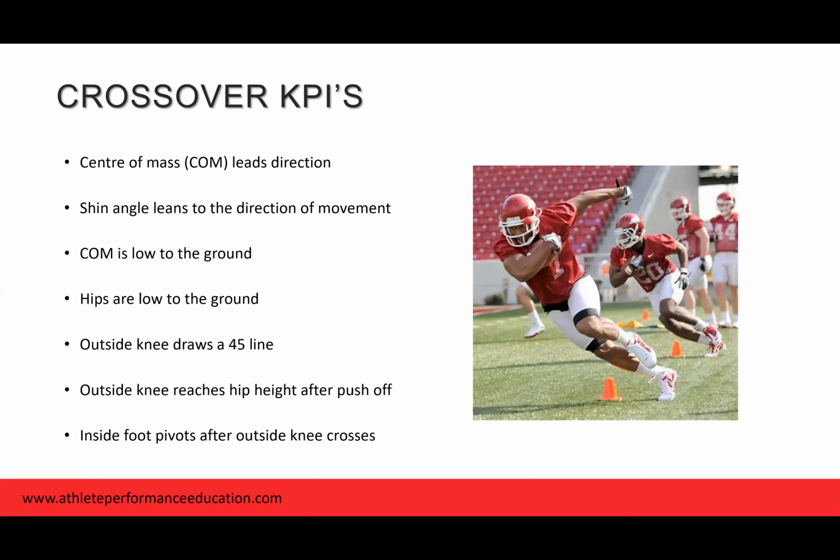What we want to look for there, once the knee has crossed the midline of the body, is to see the inside foot, in this case the right foot, pivot. We want that to occur after the knee crosses. If that occurs beforehand, what tends to happen is that they're using their inside foot, which is an inefficient movement pattern, and they're not using that power from the outside foot.